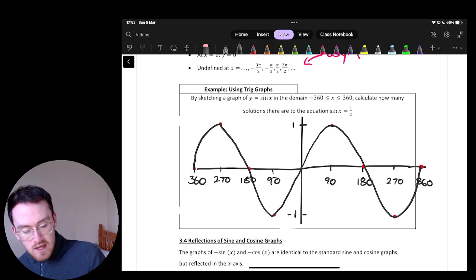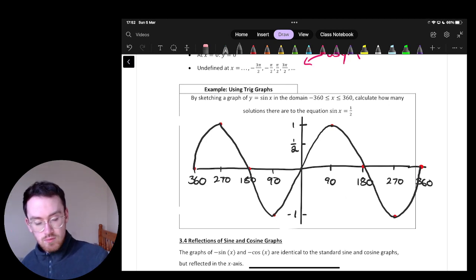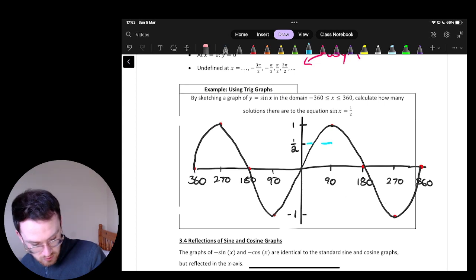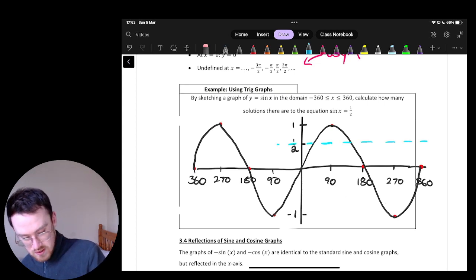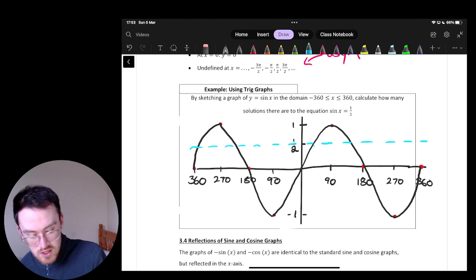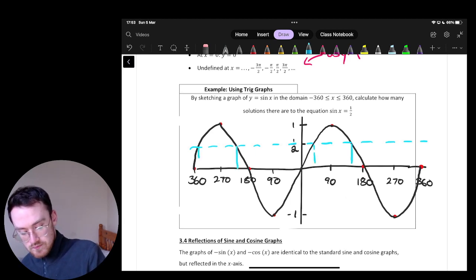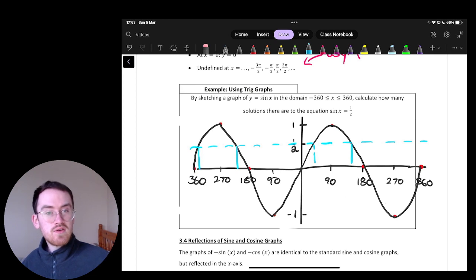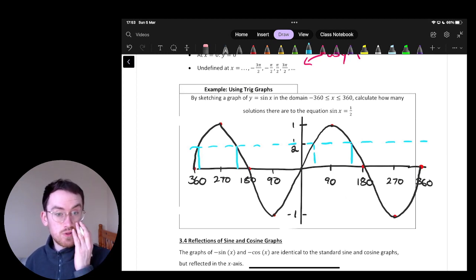So we're looking to see how many solutions there are to y is equal to a half. So let's plug that one in, and draw a little sketch across for ourselves. And we're going to see where it interacts with our curve. Now we're not actually asked to find what those values are, just how many. So we can see that there are 4 points where it intersects with our graph. So there are 4 solutions to sine x is equal to a half.